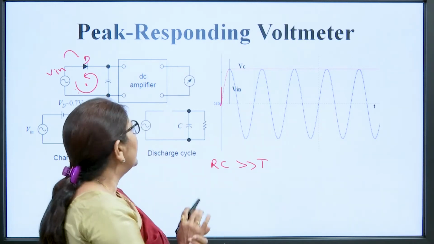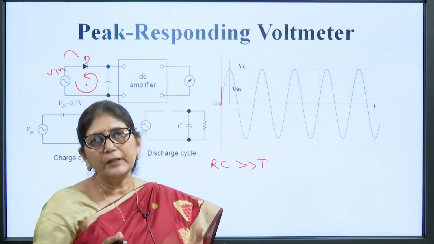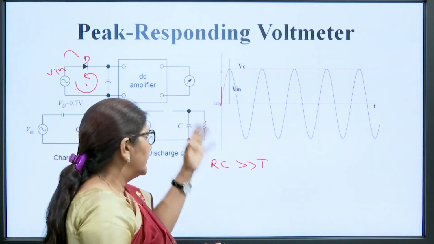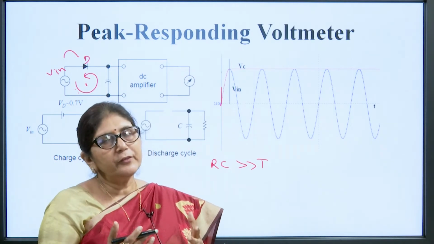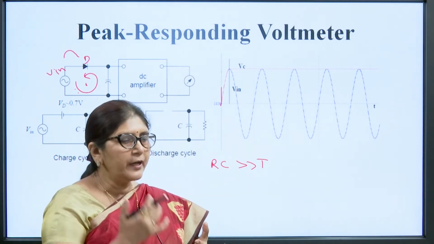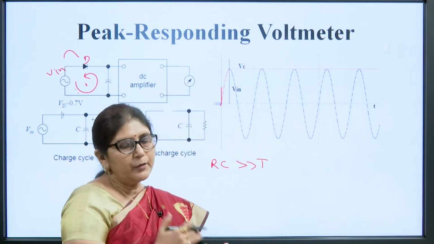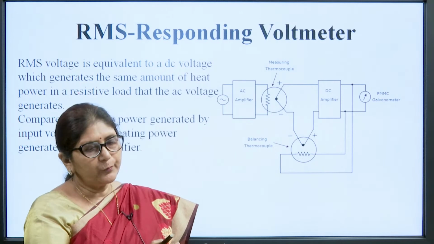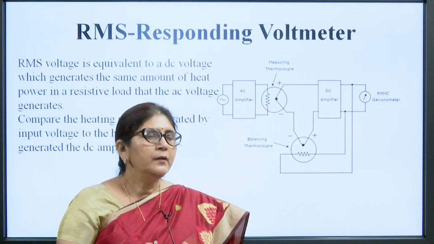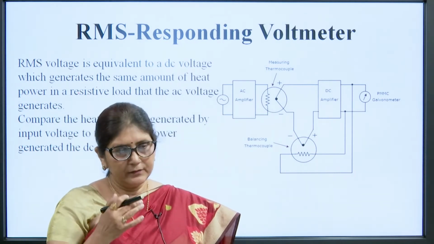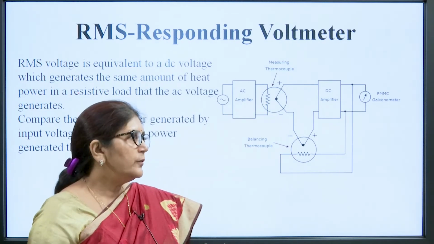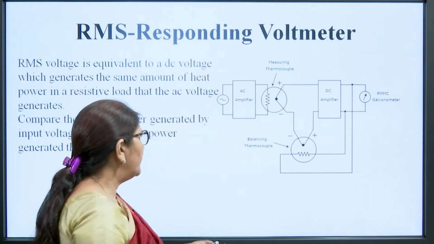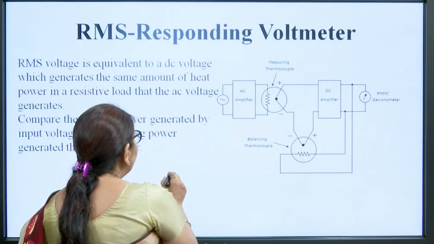Then we are using an AC amplifier. If the signal amplitude is very low, then we have to amplify that signal and feed it to the meter. If the signal amplitude is already very high, then we have to use an attenuator to decrease the amplitude of the signal. Then there is the RMS responding voltmeter, if we want to measure the RMS value of an AC signal. For the measurement of the RMS value of an AC signal, we can use a heater circuit.